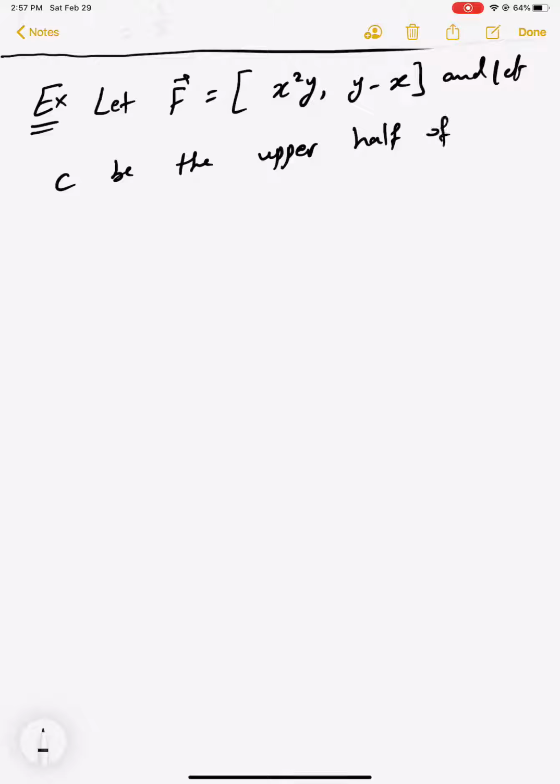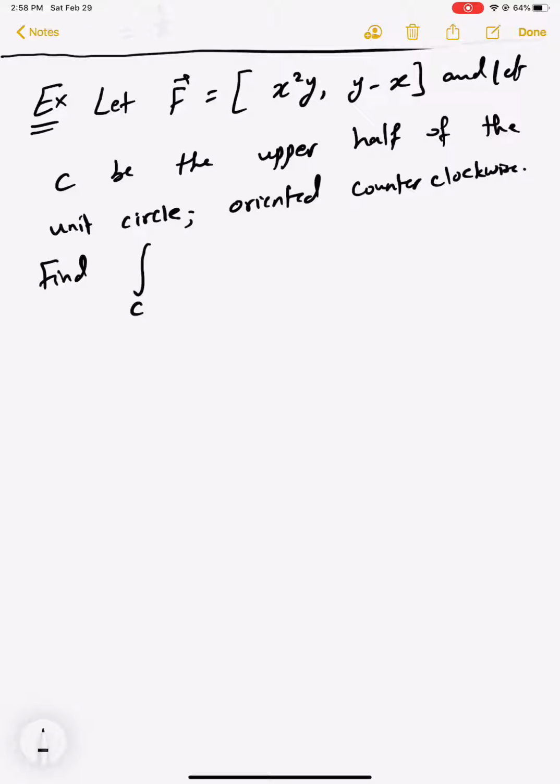So if we take x squared y minus x as my function, and let's take the curve C to be the upper half of the unit circle. Of course we need an orientation. Let's take it oriented counterclockwise. Then find the integral over C of F dot dr.